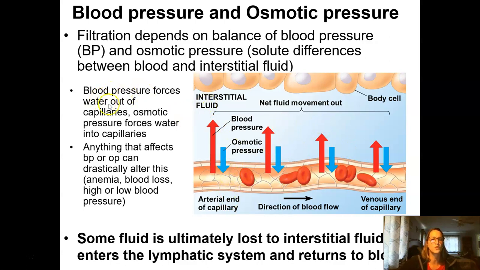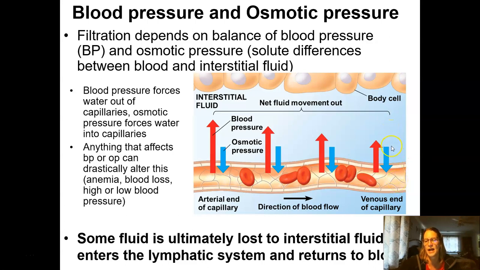Okay, so blood pressure forces water out of the capillaries, but osmotic pressure brings water back into the capillaries. I don't know that we've used the term osmotic pressure before, but it's sort of like water pressure. If water is being pushed out of the capillaries by blood pressure, think about what's left in the capillaries: a bunch of cells, platelets, proteins, and other molecules, while the interstitial fluid is made up mostly of water. So water is going to want to move back into the capillaries.